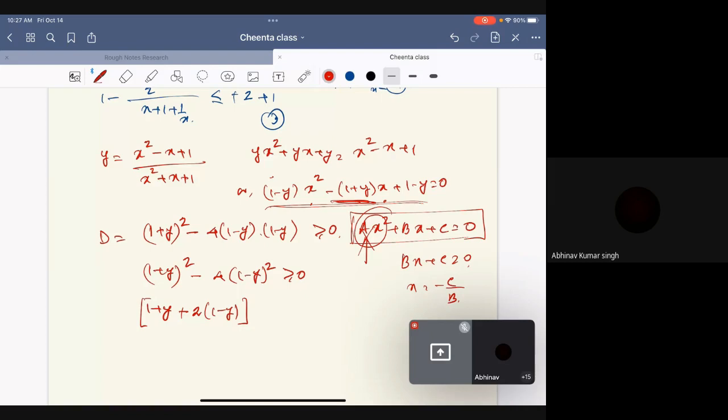If you don't take the case a equals 0, then you will get a wrong range, you will miss a value. I have an example question also that I will share in the group after that.